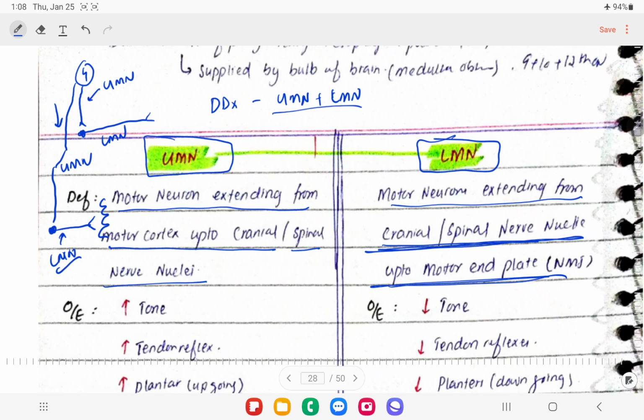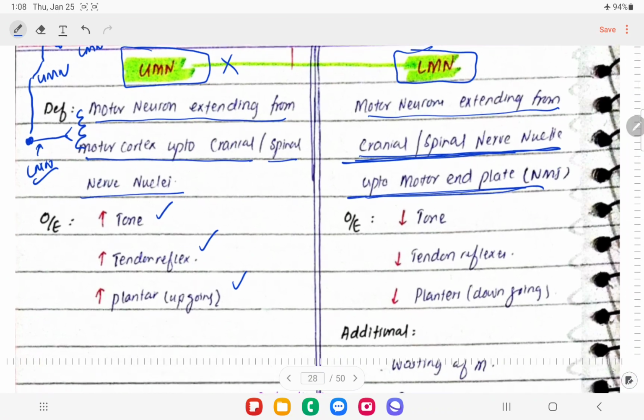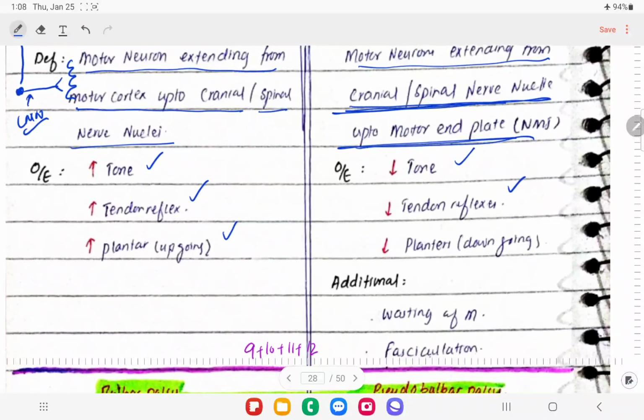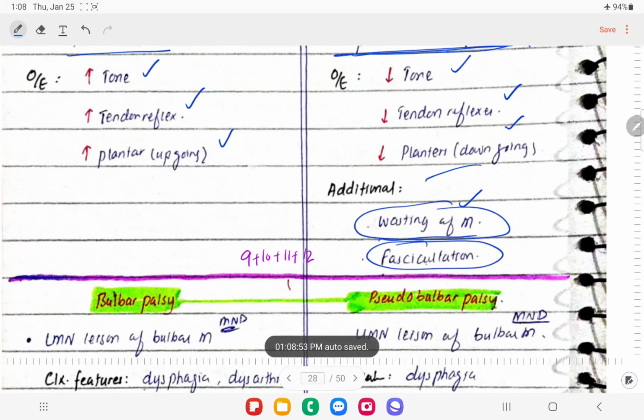So what's going to happen if we damage the upper motor neuron? So everything will go up, like the tone will go up, tendon reflexes are going to go up, and there will be plantars if we check that. So that is called as Babinski sign. So we'll have the positive Babinski sign, right? So plantars are going to go up, right? If we talk about lower motor neuron lesions, so everything is going to go down, like tone is going to go down, right? Tendon reflexes will be down, and we'll have the plantars that are downgoing, right? Along with that, we're going to see the wasting of muscles, and we're going to see the fasciculations in the lower motor neuron lesion, right?